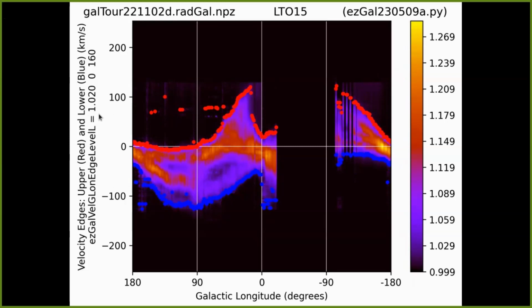Let's try 1.03. 1.04. I kind of like 1.05. That seems to collect the data points right along the edge where I was expecting them. Even shows a little flat top up here on top. But I also want to catch the data points for this spur going up to the right.